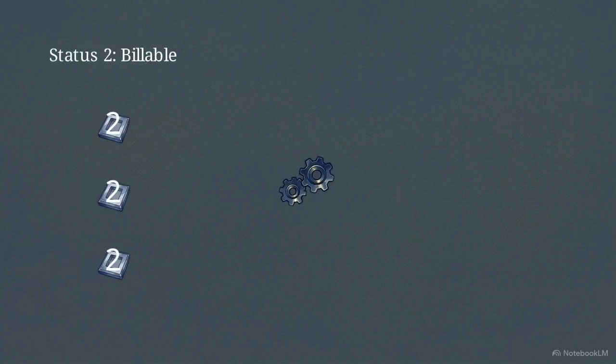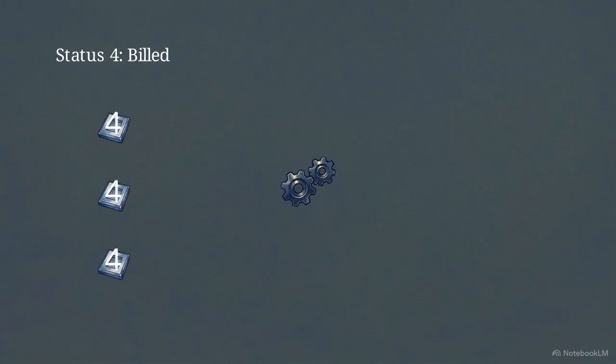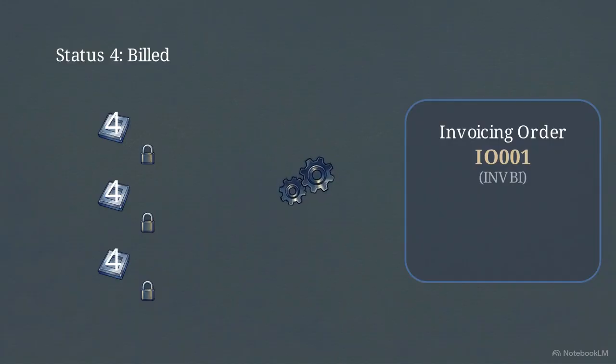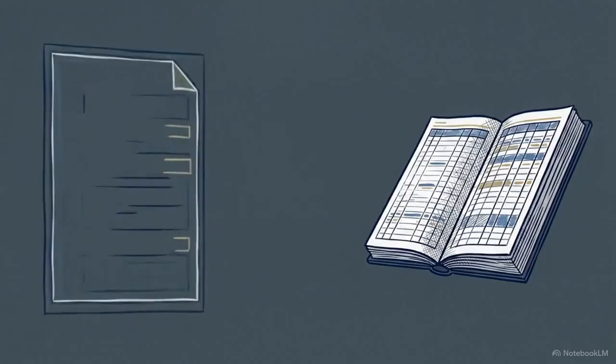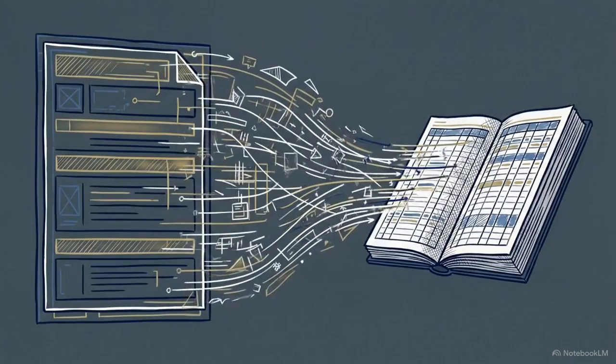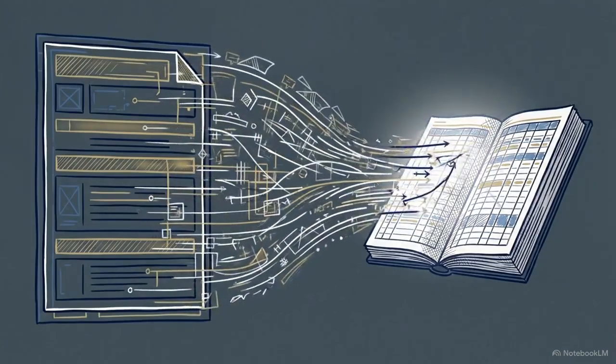Immediately after the document is created, the system runs 2 automated back-end tasks to keep the database organized. First, it updates the original 3 billable items, changing their status from 2, billable, to 4, billed, ensuring they aren't processed twice. Second, the system automatically generates an invoicing order, or INVBI, queuing the document for the next major process. This back-end cleanup step bridges the gap between the billing engine and the final posting into financial accounting.